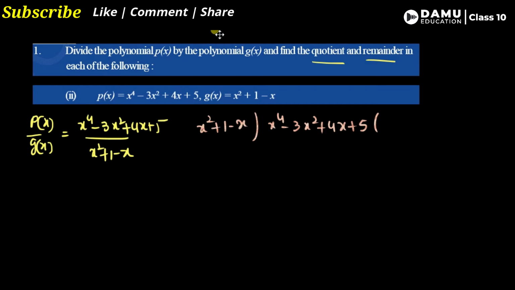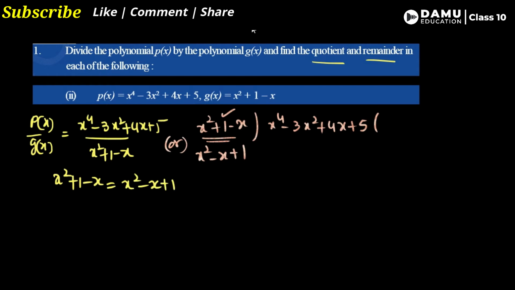We have to do this in the format of the ascending order of the variables. So you can write it as x square minus x plus 1. Why? Because we have to arrange by the degree of the monomials. So x square plus 1 minus x can be written as x square minus x plus 1. From this we will do the actual division.